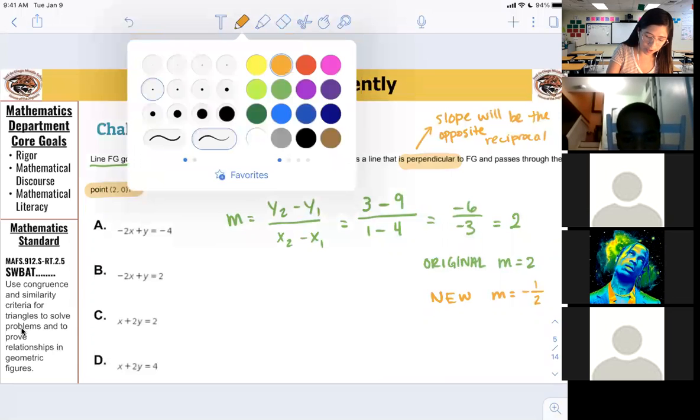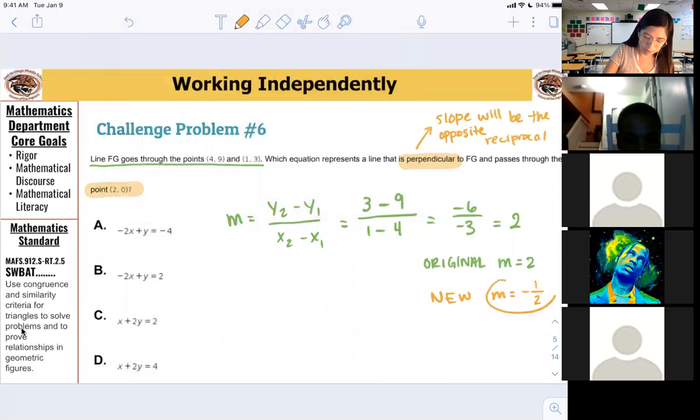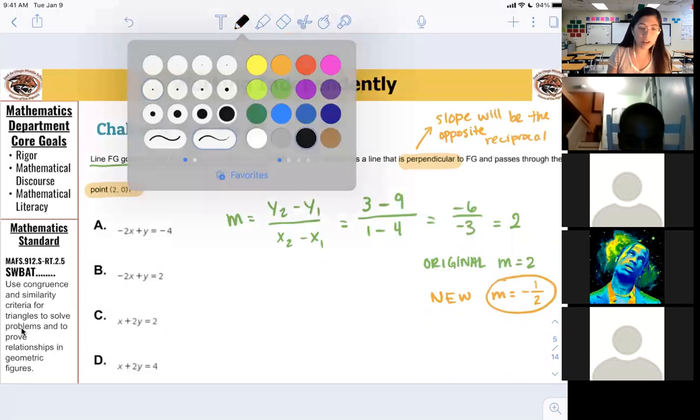It has to pass through that point. So what I'm gonna do is set up an equation. I want everyone to copy this down.